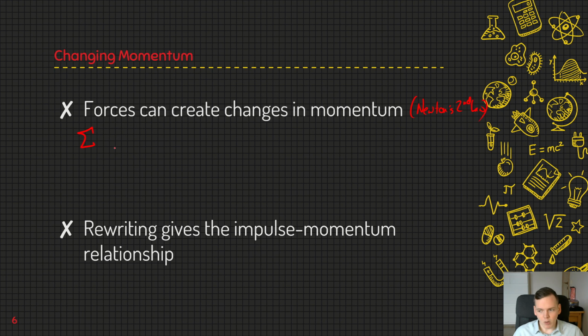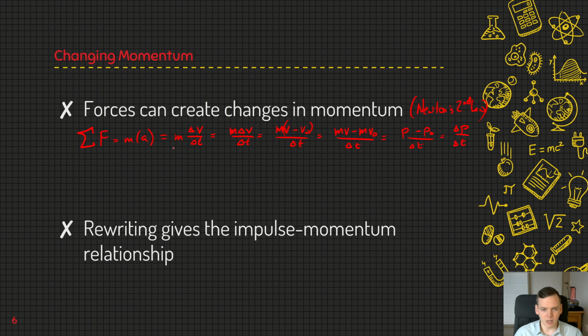So if we start with net force equals mass times acceleration, we can rewrite that as mass times change in velocity over change in time, which can equal mass times final velocity minus initial velocity over change in time, which is equal to mass times velocity minus mass times initial velocity over change in time, which in other words is the final momentum minus the initial momentum over the change in time, or just delta P over delta T.